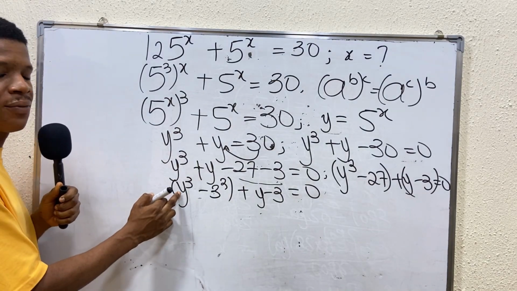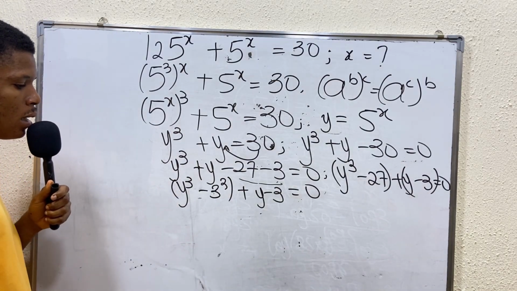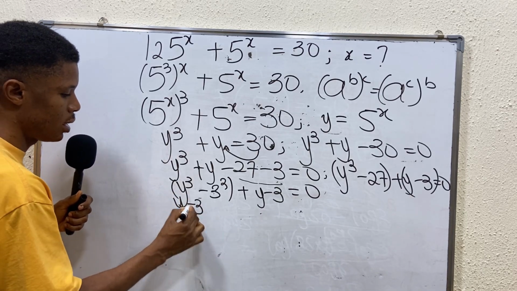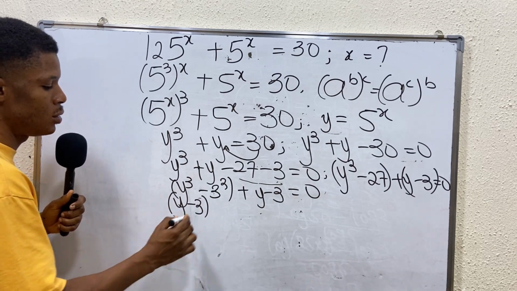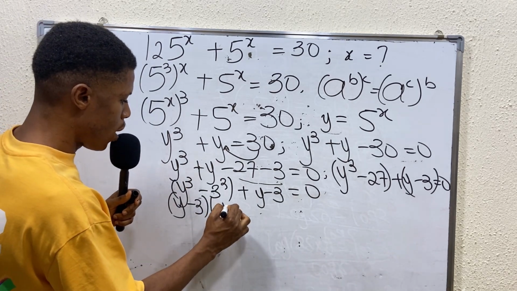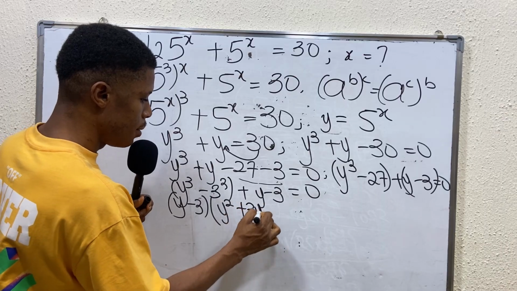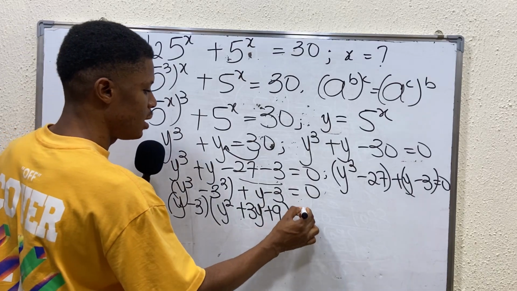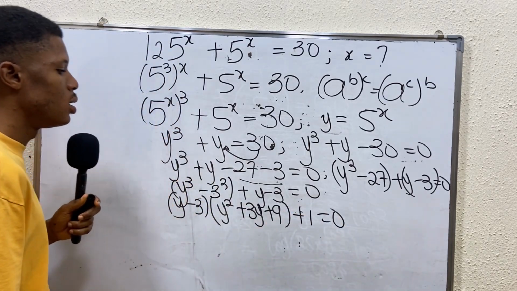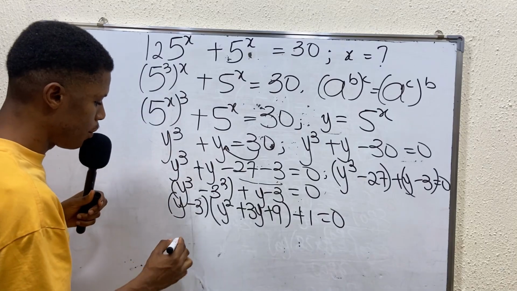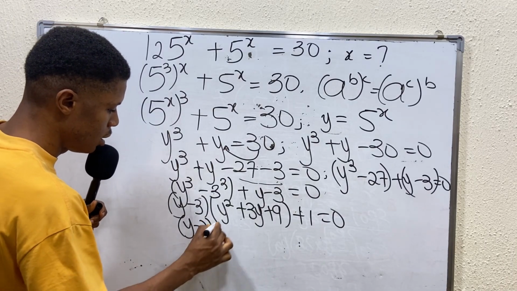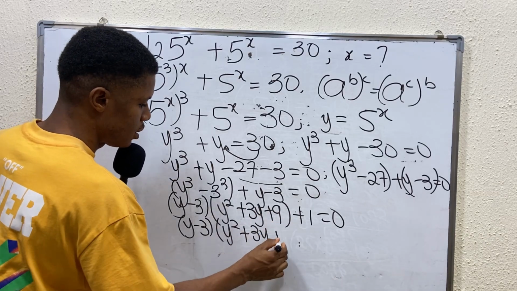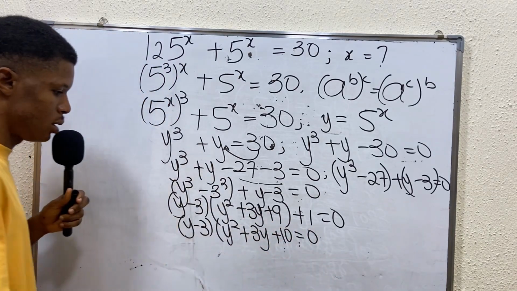So at this point, I can factor out the common term, which is y minus 3. I can simplify this term. If I simplify it, I have y minus 3 into y squared plus 3y plus 9, which is the factorization of the difference of cubes. Then since we factorize this, y plus this, we have it as plus 1, and that's equal to 0. So this will now be y minus 3 into y squared plus 3y plus 9 plus 1, which is 10, plus 10 is equal to 0.